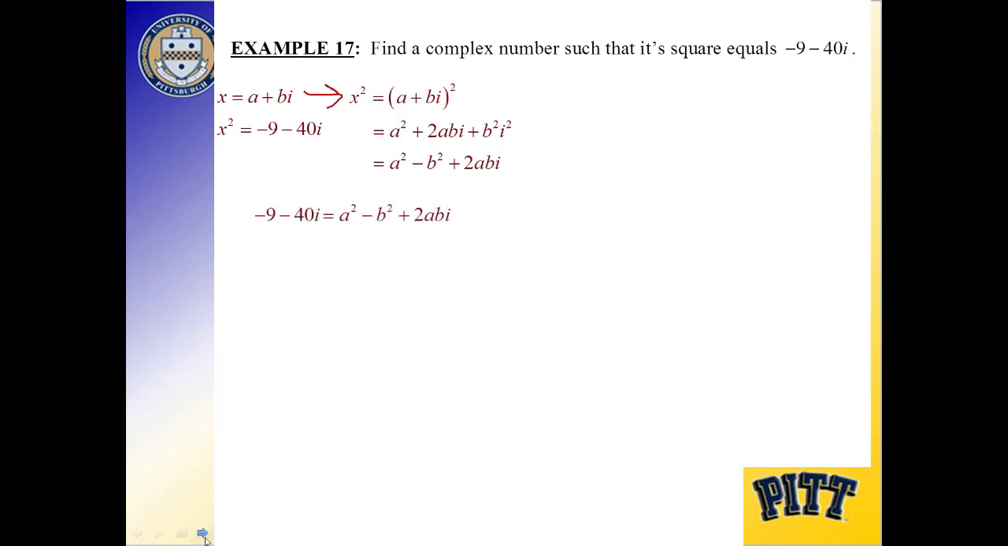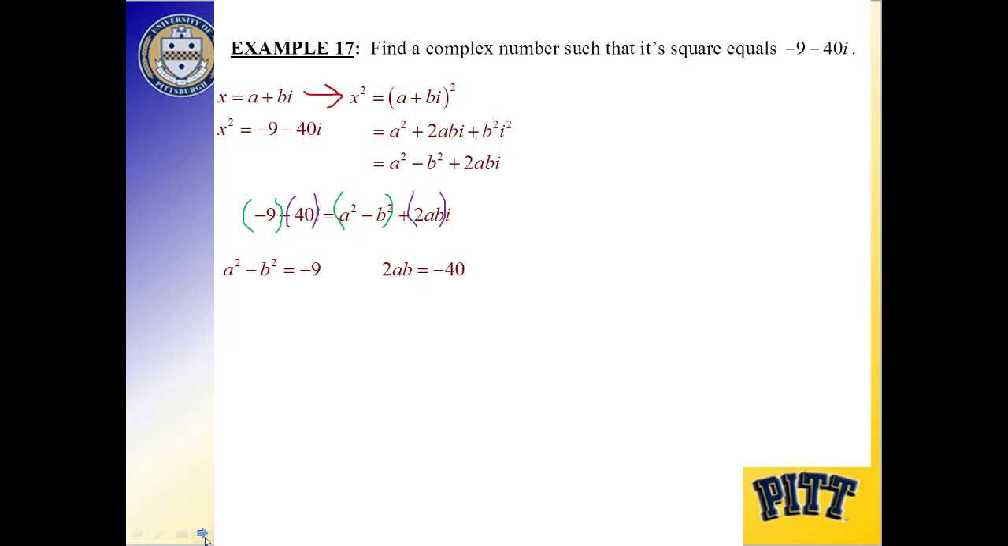Which means that -9 minus 40i has to equal that same thing. As I look at what I have on the left and right, the a squared minus b squared should be the real part of the complex number, and we know that the real part is -9. So I know that a squared minus b squared should equal -9. And likewise, the 2ab in front of the i should be the same thing as the -40 in front of the i. It should be your imaginary part. So 2ab should equal -40.